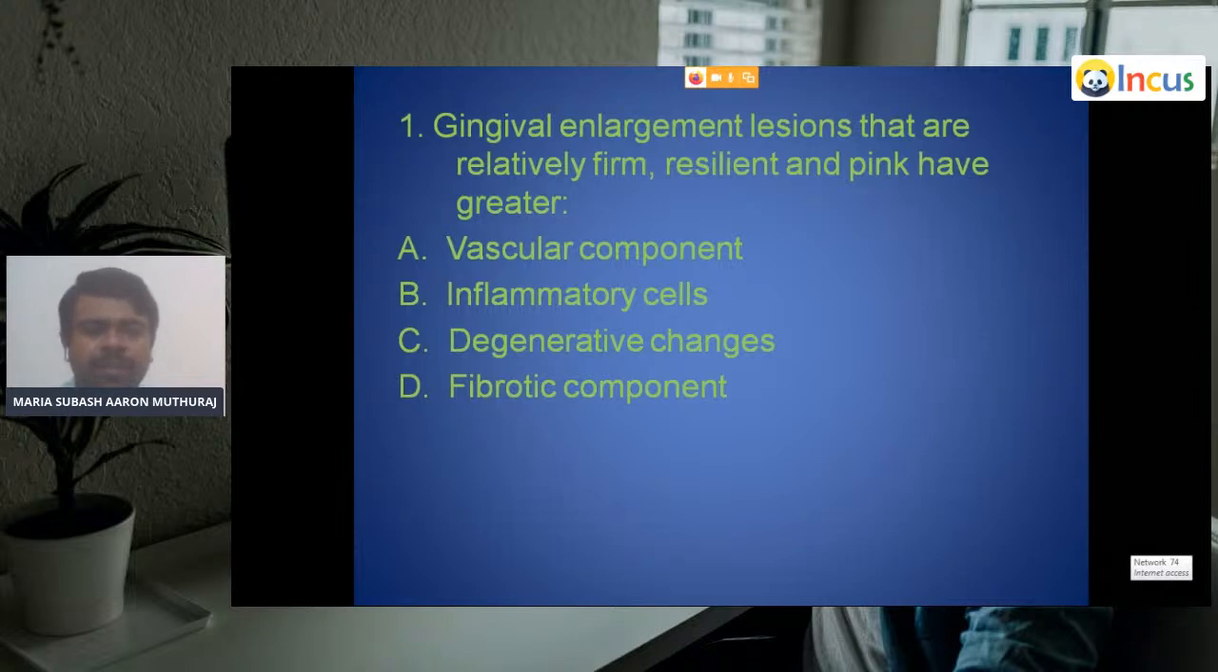And the tissue will be very red in color also. If there is an increase in vascular component, the tissue will be very red, and if inflammatory and degenerative changes are present, the tissue won't be firm and resilient. Only if the fibrotic component increases will the tissues be relatively firm, resilient, and pink. Therefore, the answer should be D, fibrotic component.